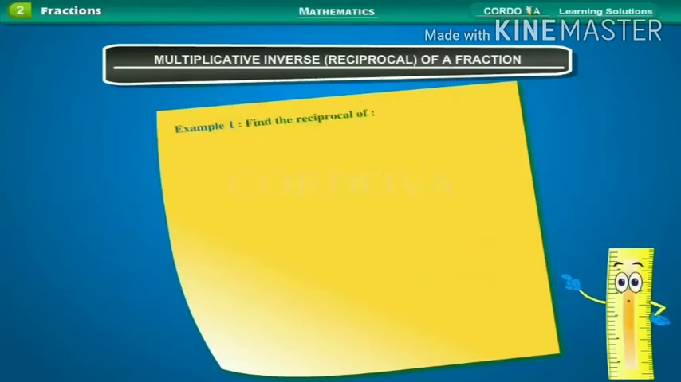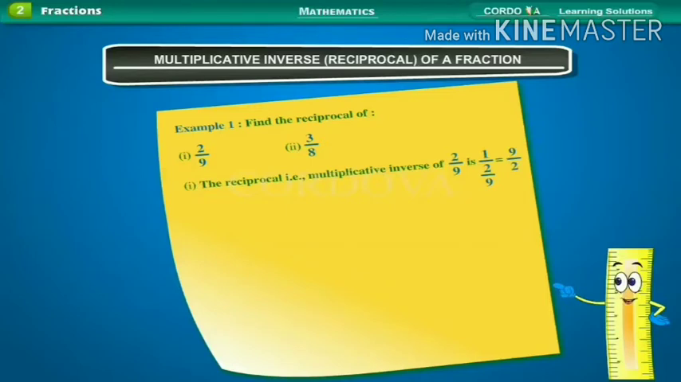Example 1. Find the reciprocal of 2 upon 9, 3 upon 8. Solution. The reciprocal, that is, multiplicative inverse of 2 upon 9 is 1 upon 2 upon 9, which is equal to 9 upon 2. The reciprocal of 3 upon 8 is 1 upon 3 upon 8, which is equal to 8 upon 3.